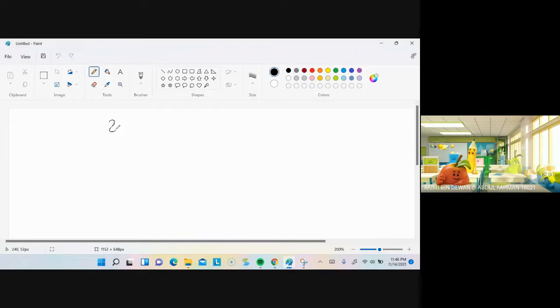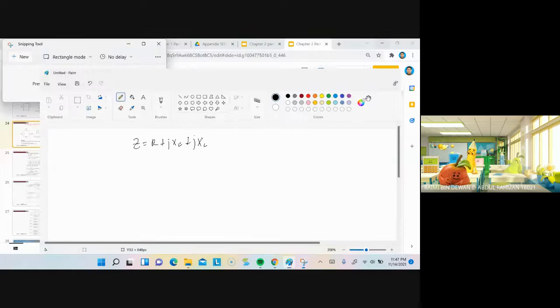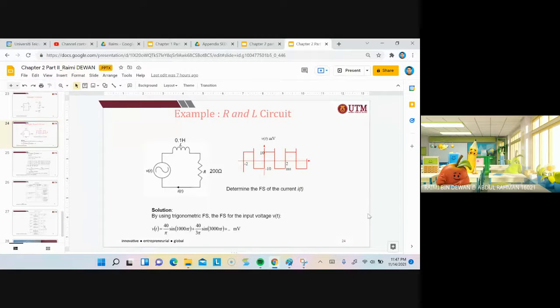Where was I? So Z, just like I told you guys, is R plus j, consisting of jXL and jXC, the reactance due to capacitance and the reactance due to inductance. And this is what we call impedance. This one is resistance. So this question: determine the Fourier series of the current. So you have this is 0.1, this is your 200, and given this is your Vt.